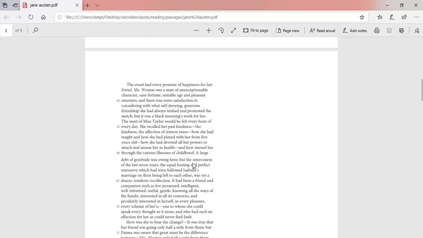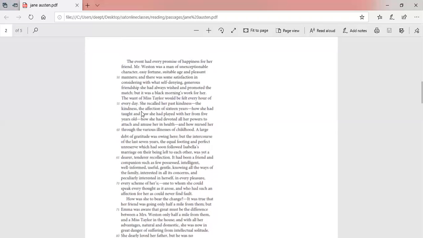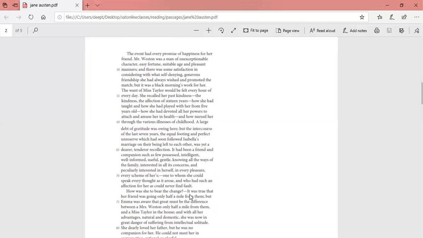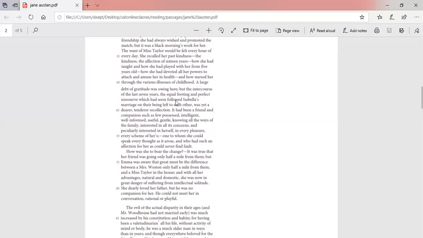Depth of gratitude owing her in the course of 7 years, every footing. So now she's just remembering in this paragraph. It has been friend, compassion, all of this. So again, remembering Miss Taylor. Every pleasure to whom affection she could never find fault. So once again, in this entire paragraph, she is missing Miss Taylor, is what we are talking about.